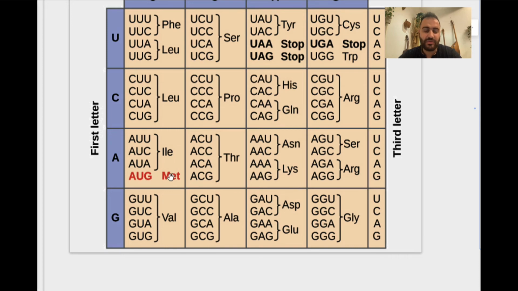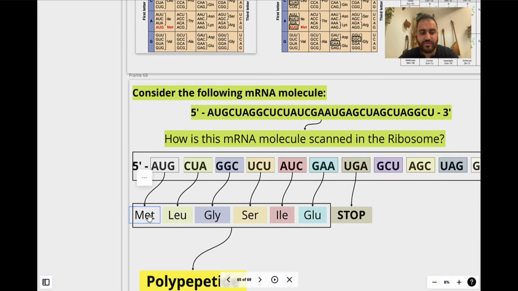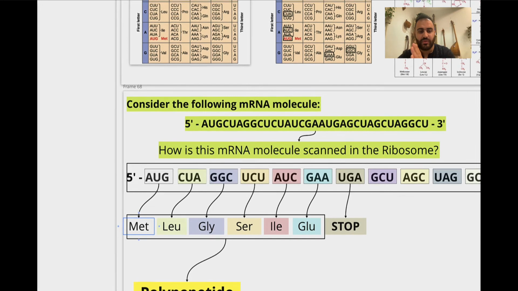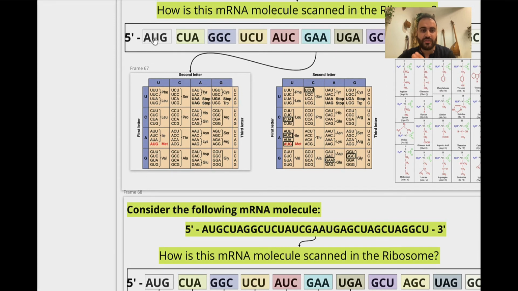What do I mean by start codon? All proteins start with AUG or with methionine. So it's always going to be the first amino acid in any protein. Why? Because it marks the start of translation. So whatever is before or after, always it's going to start with AUG.